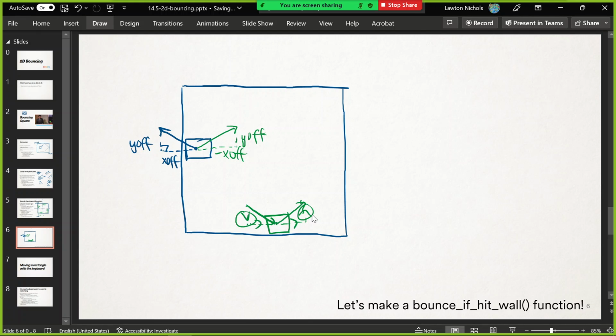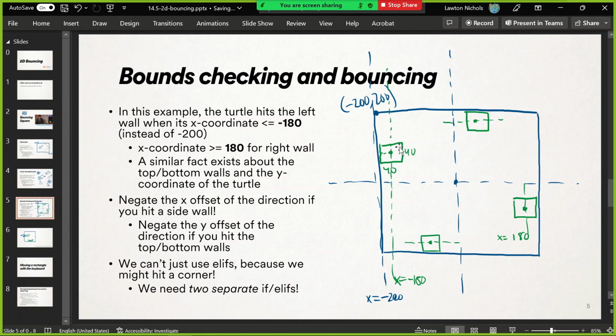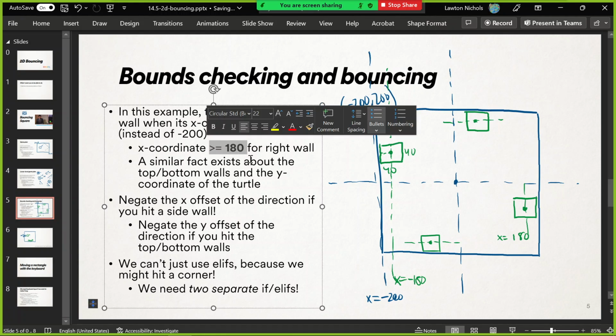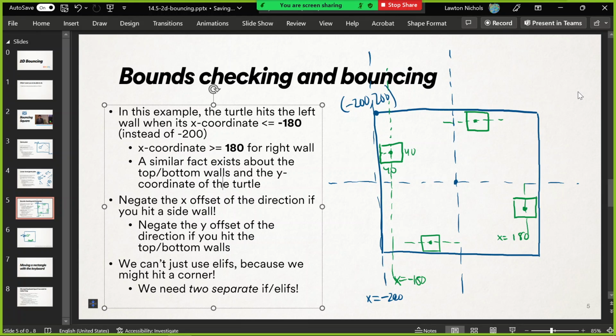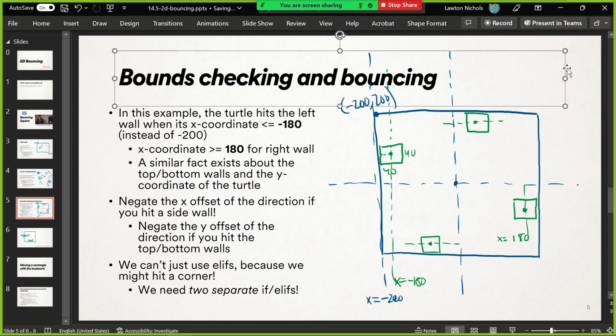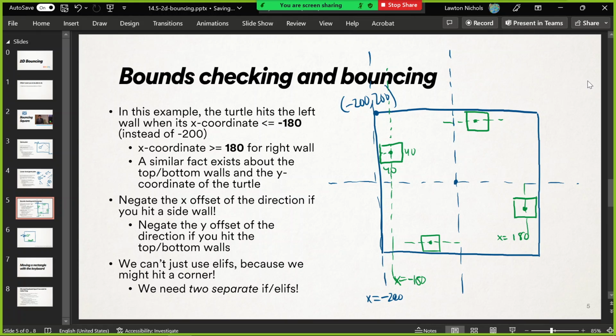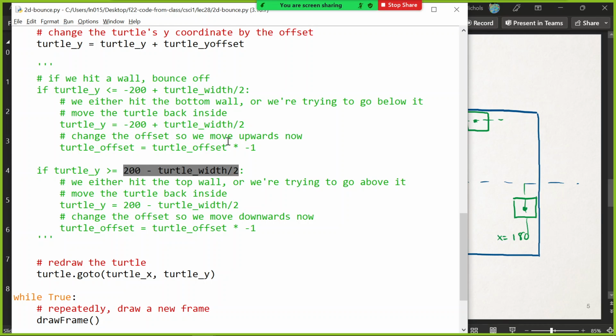Any questions about that? So that's how we bounce. We know exactly what to look for now. If we ever exceed these bounds, these 180s and negative 180s, then depending on which wall it was, we're going to negate our x and y offsets. All right? So let's code that up. And then eventually we're going to turn this into a function, so we can do this all over again.